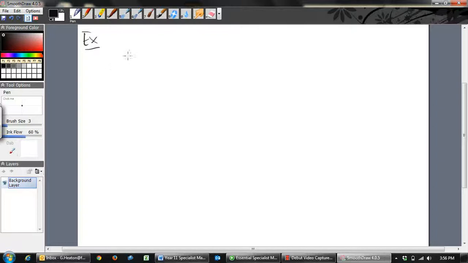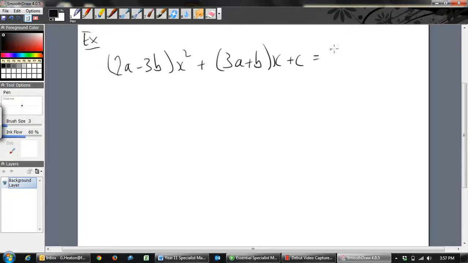Okay, let's have a look at something a bit more interesting. Something like this: 2a minus 3b, x squared, plus 3a plus b, x, plus c, equals 7x squared plus 5x plus 7. Now we want to find the values of a, b and c.